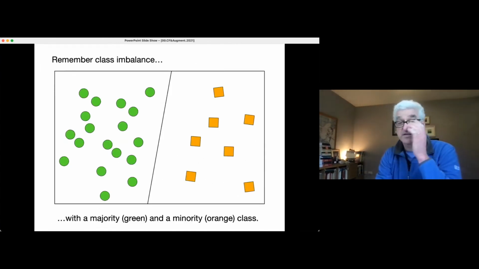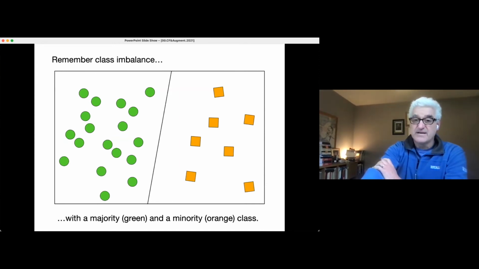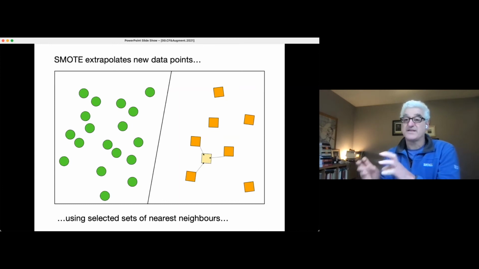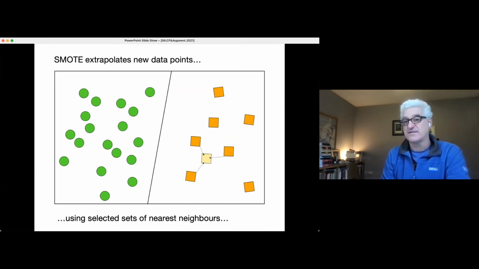Just to give you a sense of what SMOTE does, very simply, it deals with class imbalance situations like this. So we've got way more green circles than we have orange squares. And what it does is it finds groupings in the minority class, and it extrapolates a new data point between a certain subset of points that it finds there.